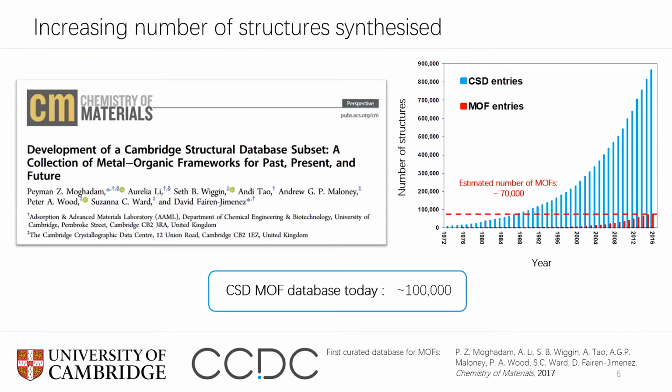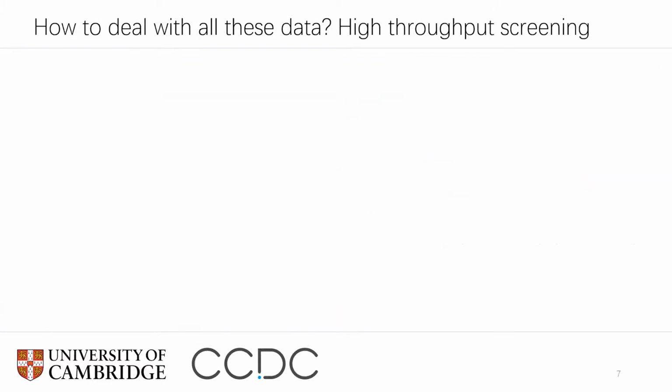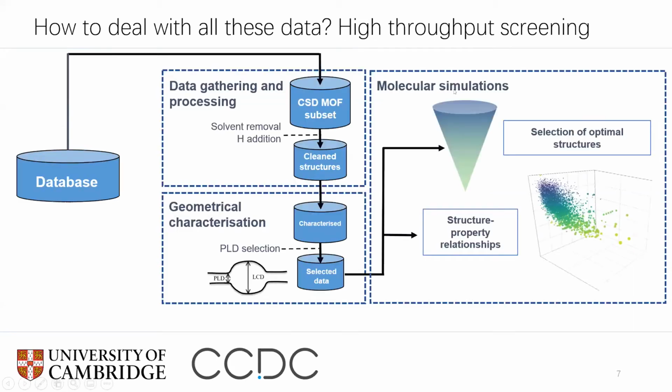And the way that the computational MOF field is tackling this nowadays is by means of computational high throughput screening. And this is the general workflow. So basically start from a huge database, say the CSD, you gather and process some data, say the CSD MOF subset. You might need to clean the structures so that they're computationally usable. And then particularly in the MOF field, we will move on to some geometrical characterization. With MOFs, we like to use, for instance, the pore limiting diameter as a selection tool. So the PLD gives an idea of the size of the pore channel.